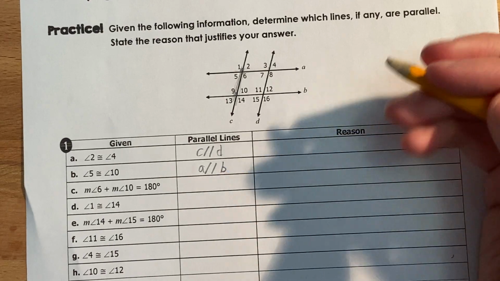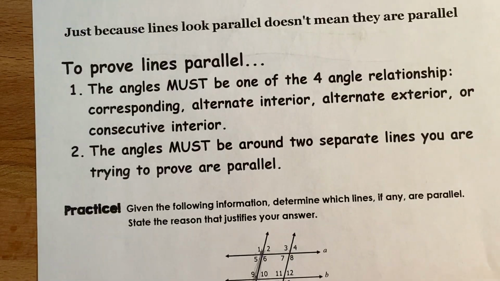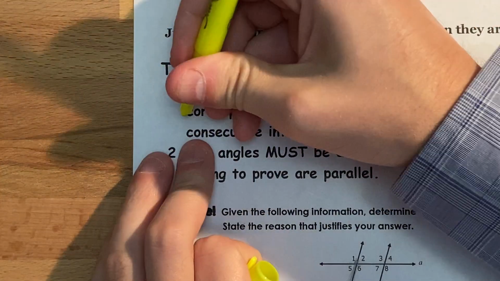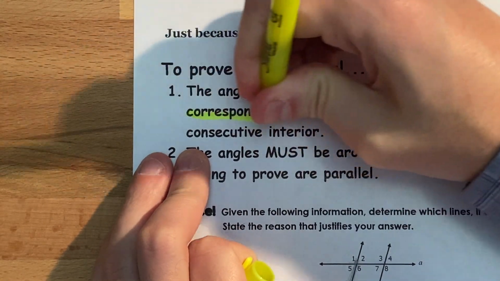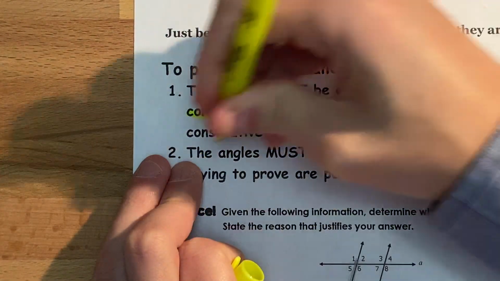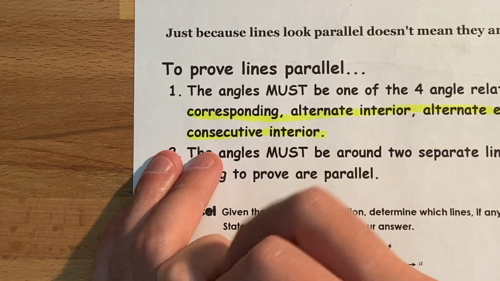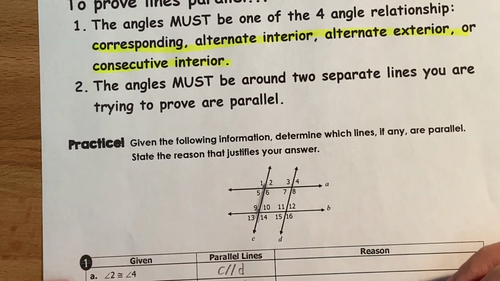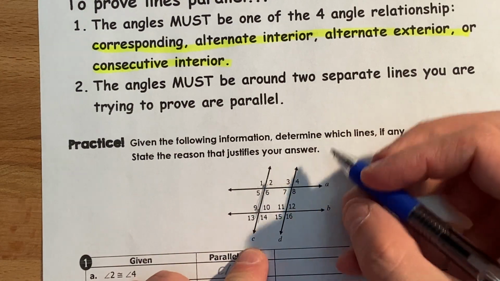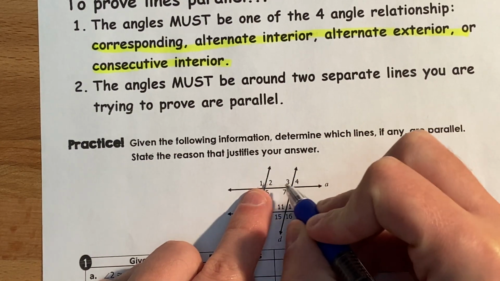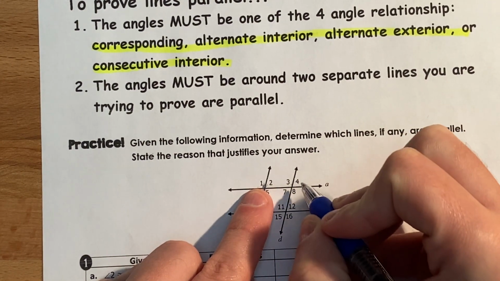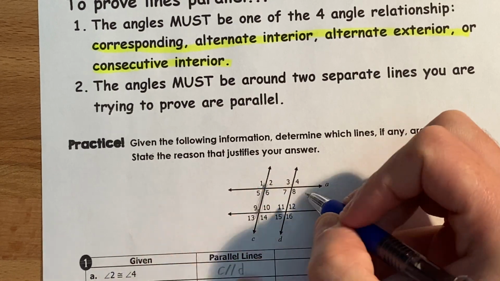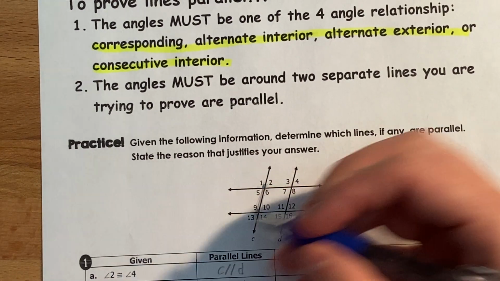For the reason, that's just going back to the up here, are they corresponding, alternate interior, alternate exterior, or consecutive? That's the reasoning. So in this case, 2 and 4, right here, 2 and 4, those are corresponding angles. So corresponding angles are congruent.